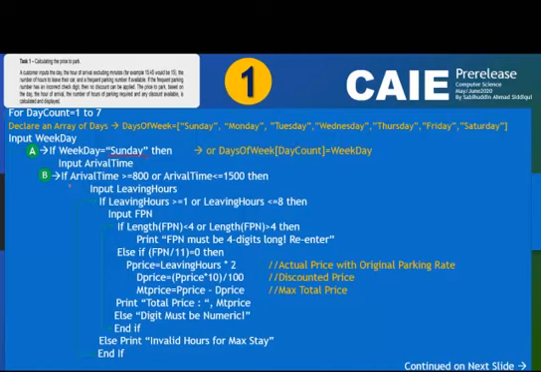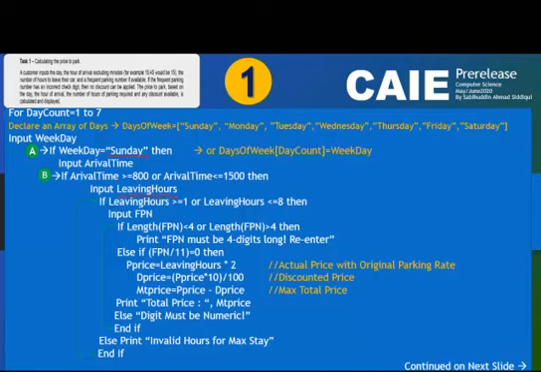So if arrival time is greater than or equal to 800, that means I have just put the time as 800 or 1500. You can use 8 or 15, as we have seen that you have to keep the time straight, without any fraction or any colons. So now input leaving hours. Leaving hours means the total number of hours your car will be parked over here.